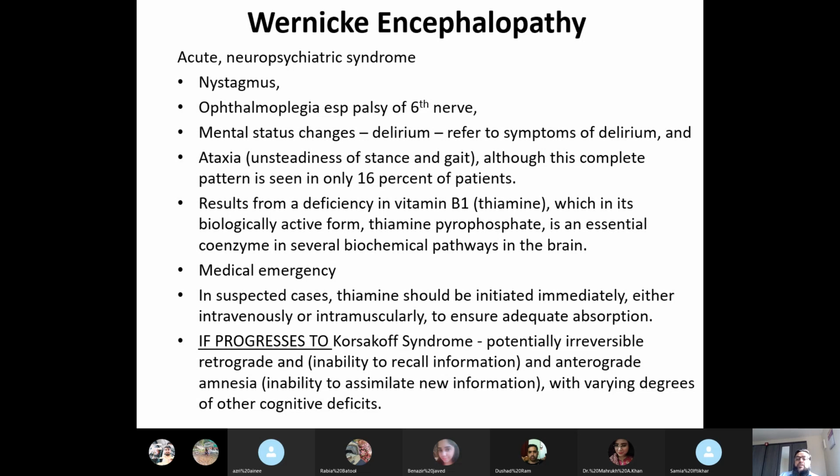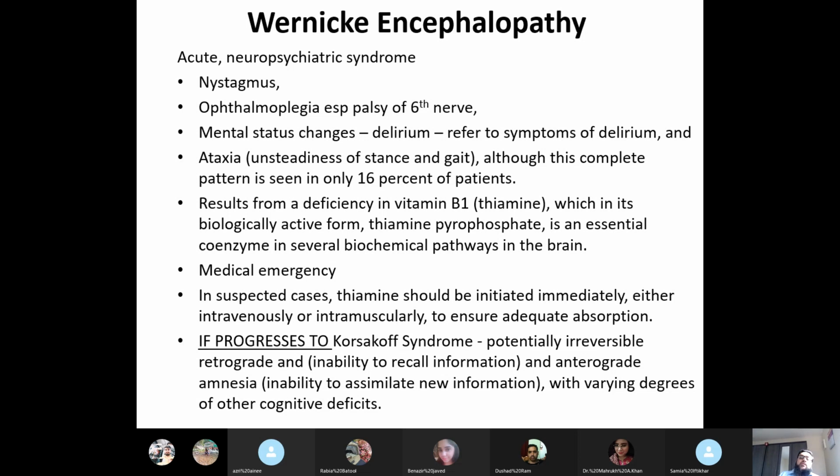And in suspected cases, not even in confirmed, in suspected cases, thiamine should be initiated immediately, either intravenously or intramuscularly, to ensure adequate absorption. As soon as the alcohol withdrawal starts, you start giving thiamine. Because if you don't give it, then it may become delirium tremens, or it may go into Wernicke's encephalopathy.